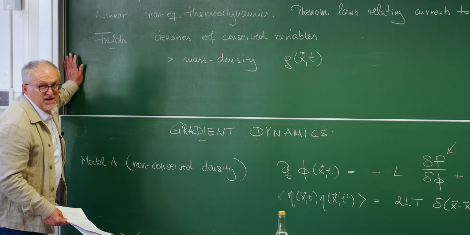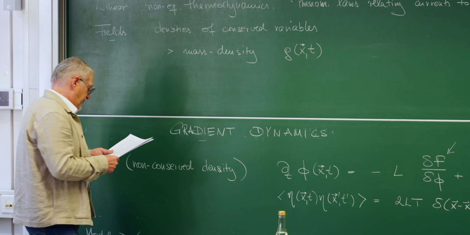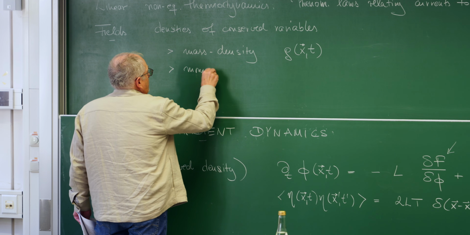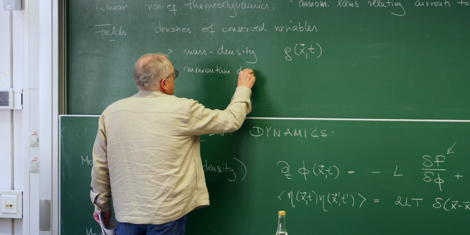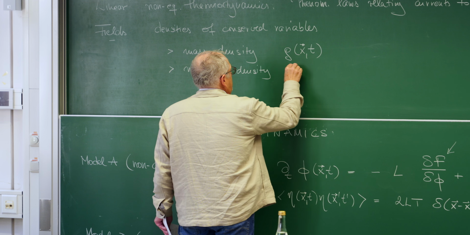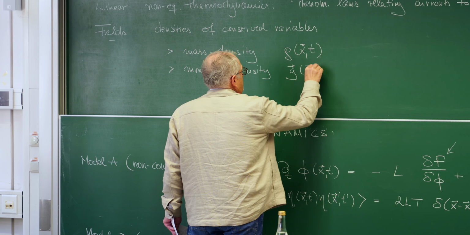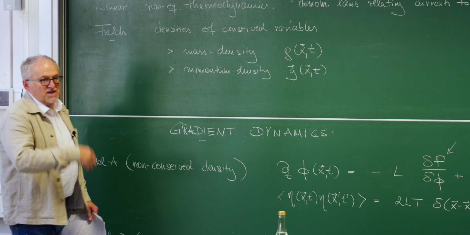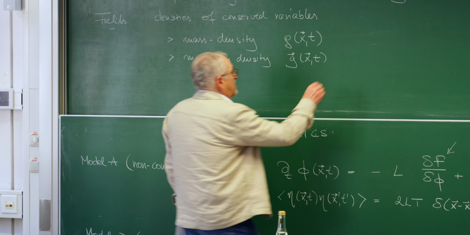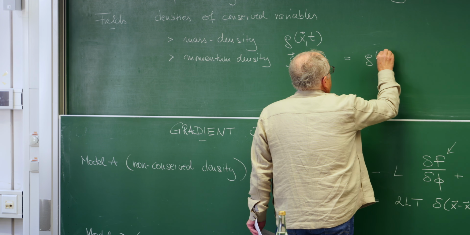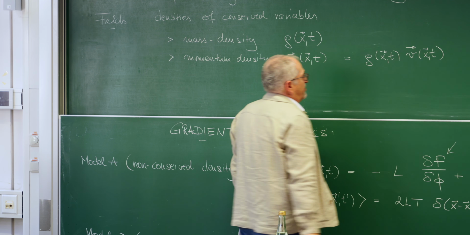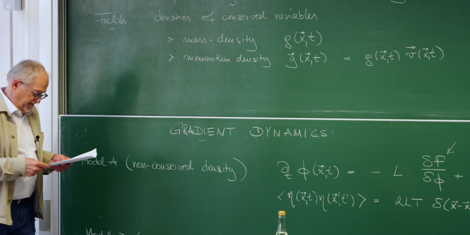So it's not the number density, I mean here really the mass density of the system. I will also need, because it's conserved, the momentum density, and I call the momentum density here by the symbol g. So g of x and t is the density times the velocity. That's the momentum density. Right, so this is just the mass density times the velocity of the fluid element. That's what I mean by the momentum density.